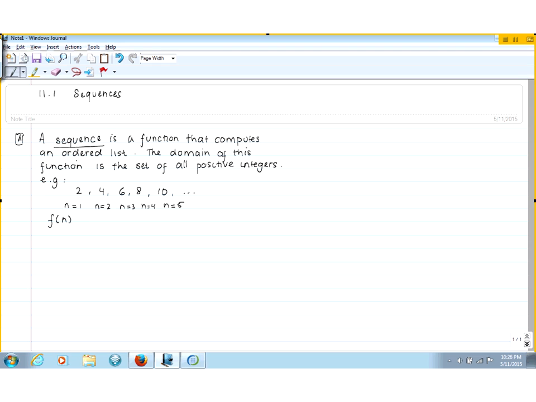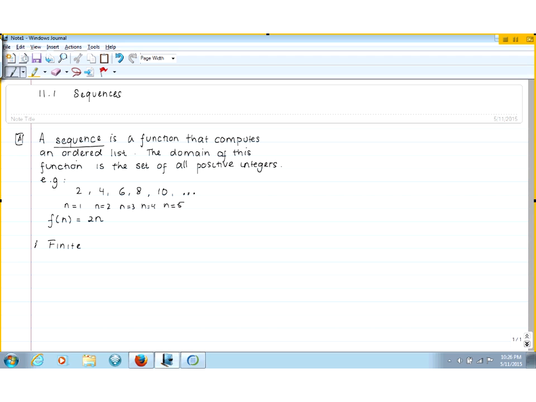And when you say it's a function, well, let's define this function. So in this case, f of n is equal to 2n. So 2 multiplied by n. So 2 multiplied by 1 is 2. 2 multiplied by 2 is 4, etc. And you know there's a formula, f of n is equal to 2n. And this goes on forever. So this is called an infinite sequence because it goes on forever. It doesn't stop. 10, 12, 14, 16, etc.